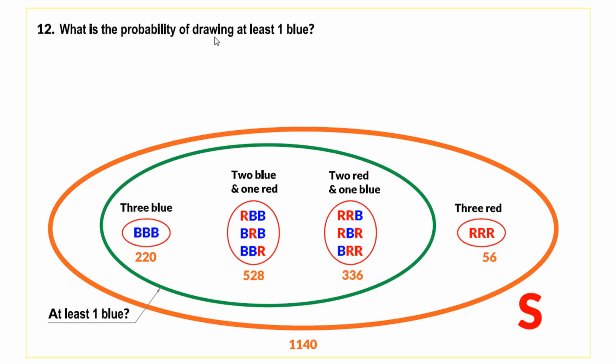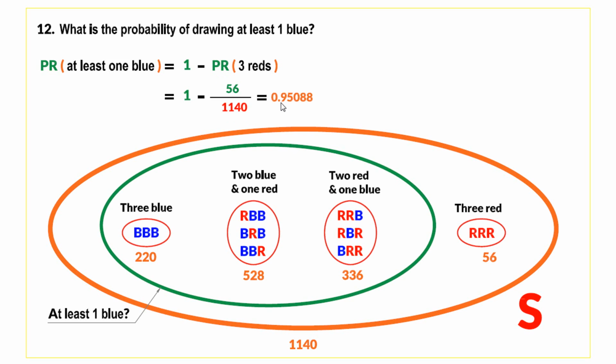Question number 12 is the same as the previous question, but we will answer it in a different way. So what is the probability of drawing at least 1 blue? So this is the event of picking up at least 1 blue, and we notice that there is a complement event for it, which is picking up 3 reds. So the probability of at least 1 blue equals 1 minus the probability of picking up 3 reds, and that is 1 minus the number of elements in this event, 56, divided by 1140, equal to 0.95.